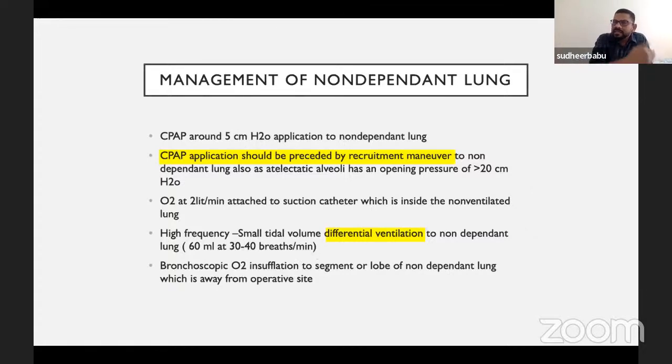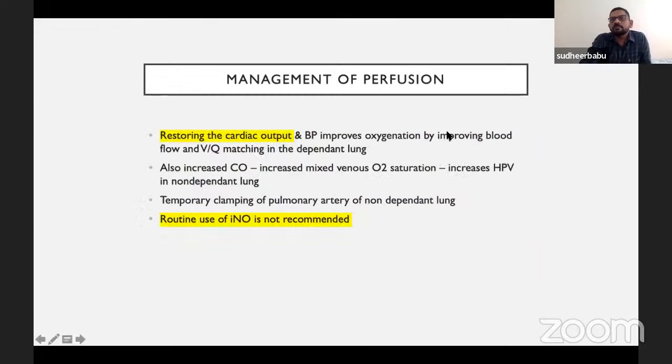So one lung, the dependent lung, anyway, you are ventilating with the ventilator parameters which we discussed. And to the non-dependent lung, you can use small tidal volume and high rate. So this is called differential ventilation. So how to manage the perfusion? By regulating the cardiac output. So once your cardiac output is increased, automatically what happens?